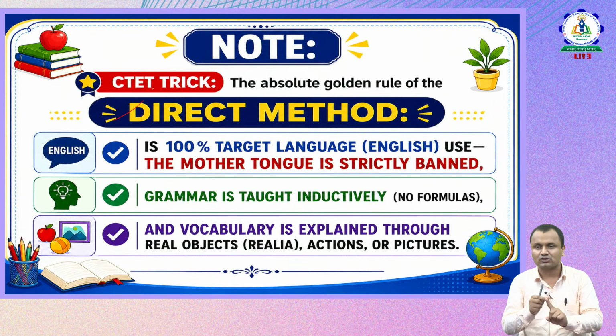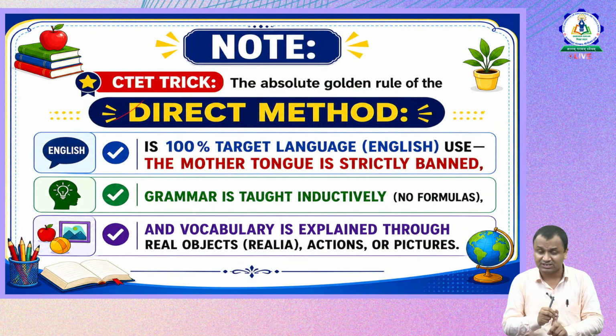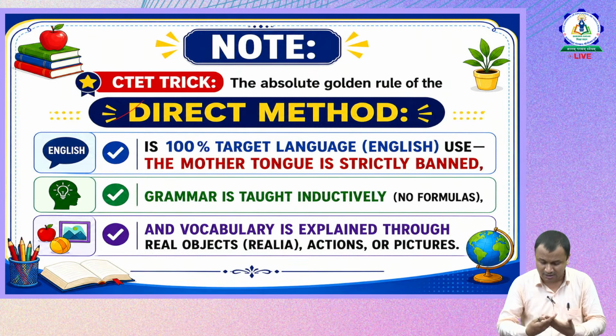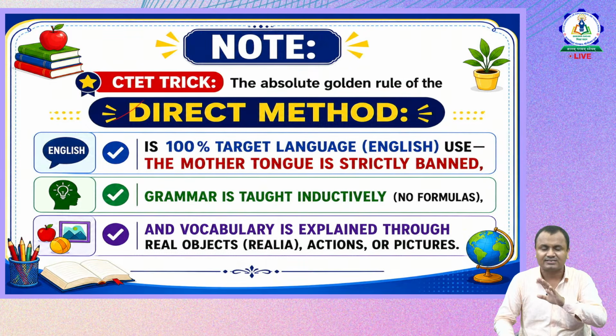So if mother tongue is not allowed, if mother tongue is strictly banned, if the teacher is punishing or imposing a fine for using any word of mother tongue, or when we say 100% vocabulary of the target language is used, the method is direct method.